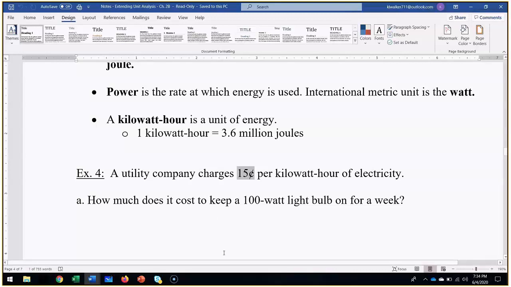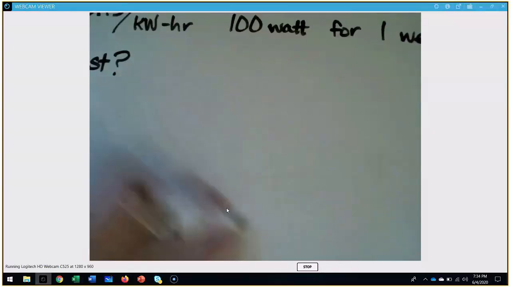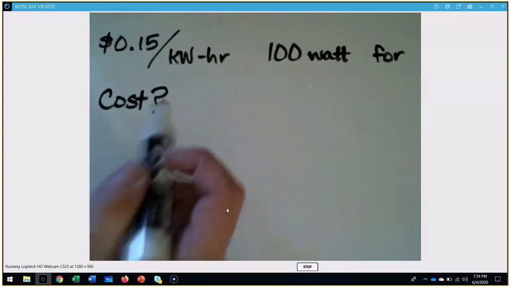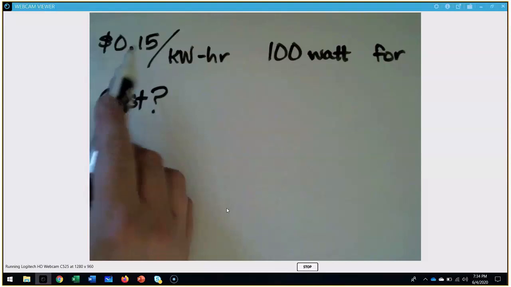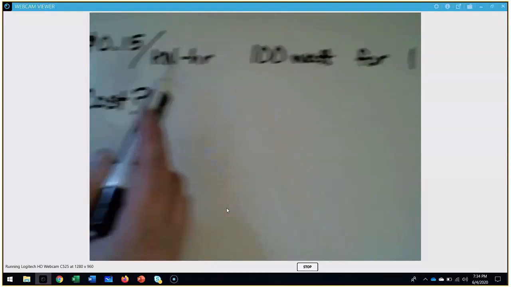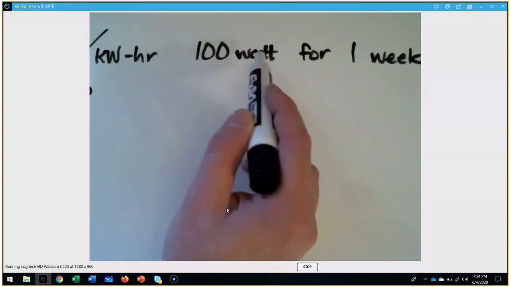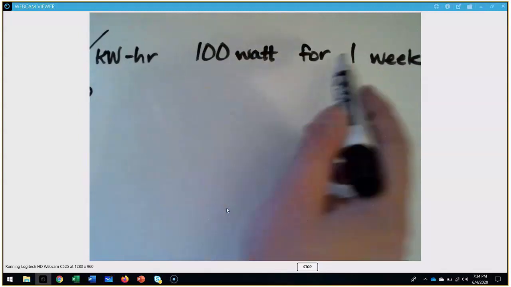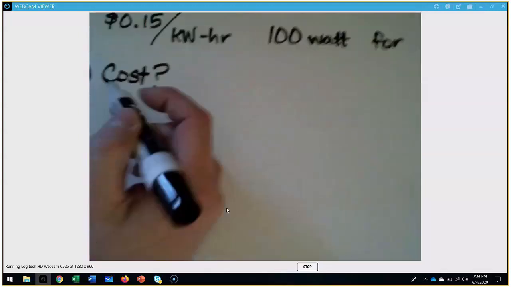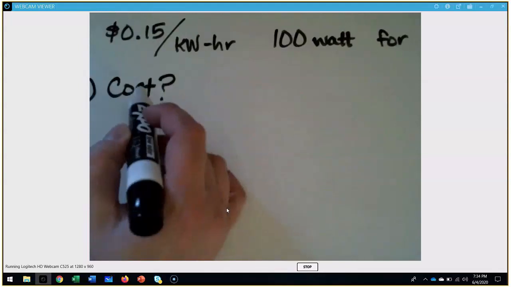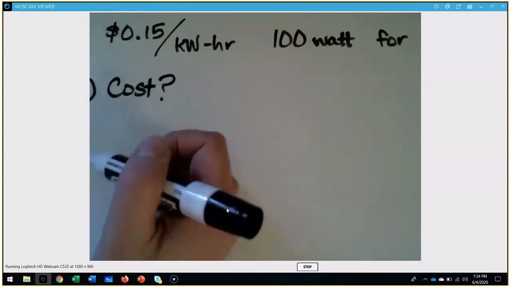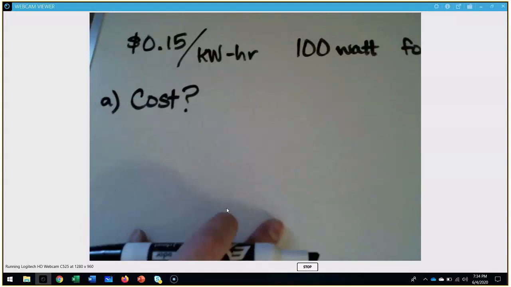Okay, let's go to the board and let's break this all down. So I wrote it down. They gave us 15 cents per kilowatt hour. They gave us a 100-watt light bulb, and we're leaving it on for 1 full week. The question wants to know, what's it going to cost? So I'm going to try to bring this strategy back in here. I'm going to work through this with you.